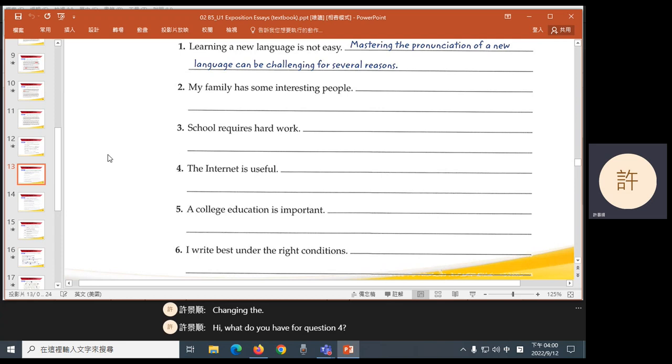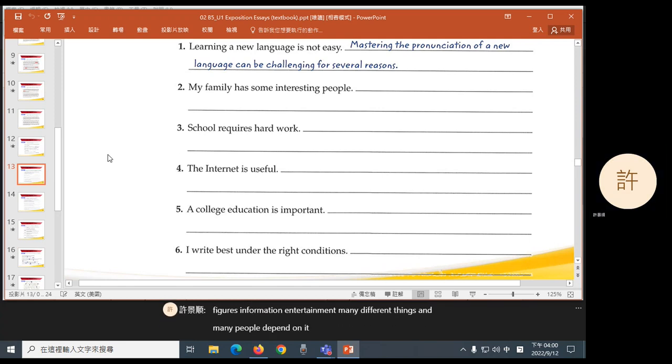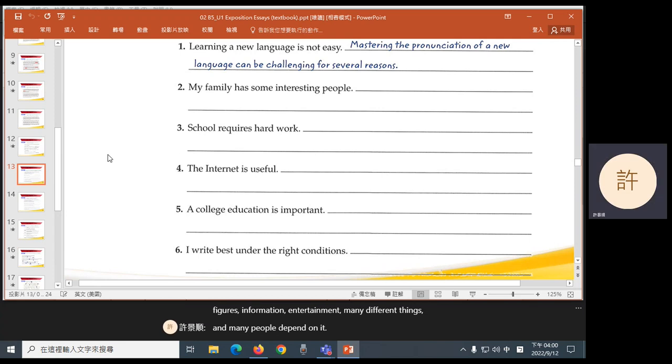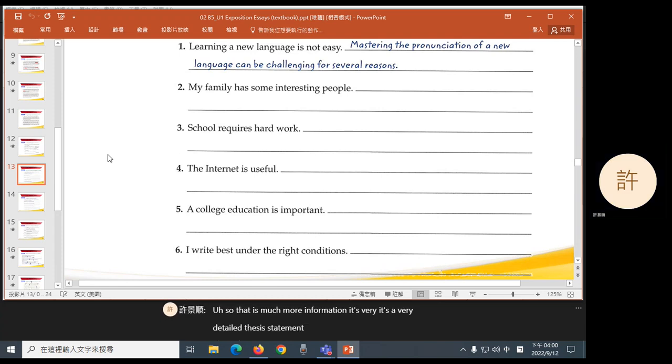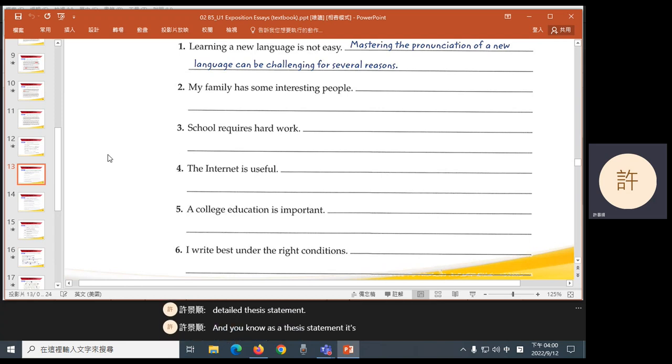So your classmate says the internet is useful for facts and figures, information, entertainment, many different things, and many people depend on it. So that is much more information. It's a very detailed thesis statement. And as a thesis statement, it's good, it's okay.